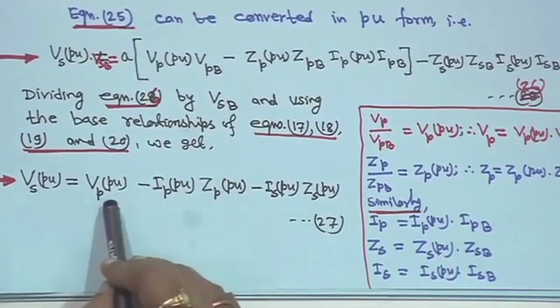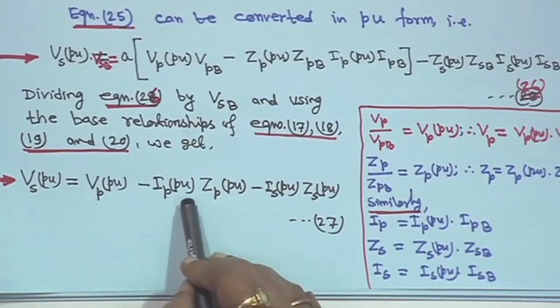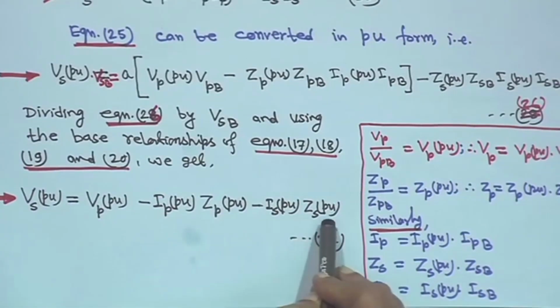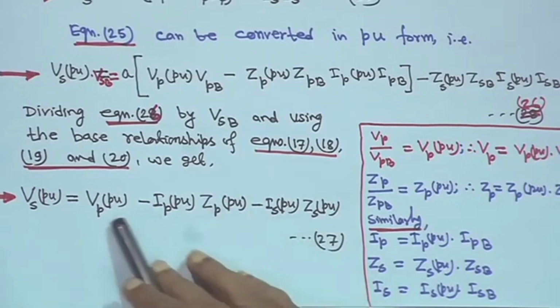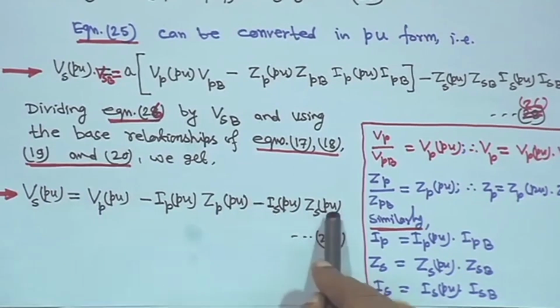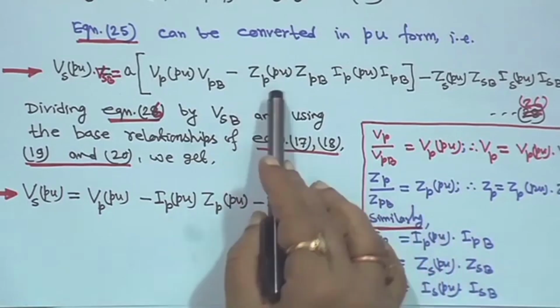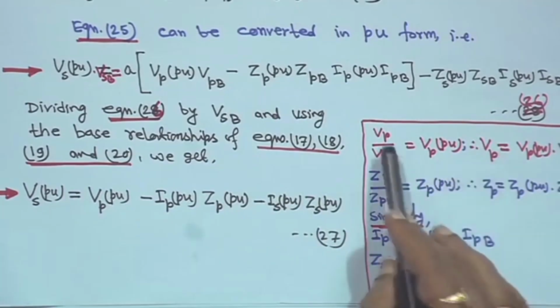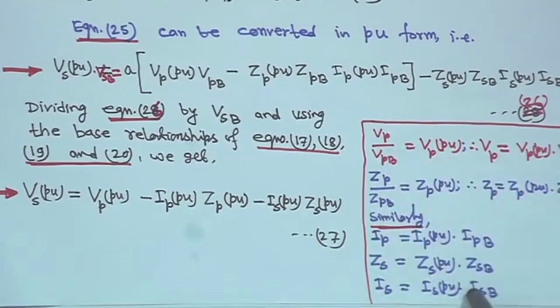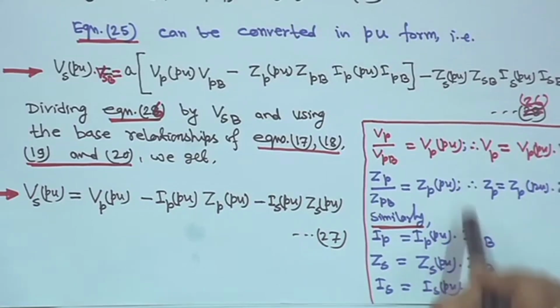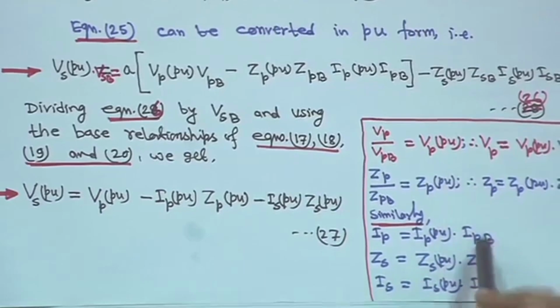So, Vs per unit is equal to Vp per unit minus Ip per unit into Zp per unit minus Is per unit into Zs per unit. In bracket we are writing per unit to indicate that these are all per unit values of voltage, current and impedance, right. This is equation 27. So, to replace all these things, for example, IP is IPPU into IPB, ZS is equal to ZSPU and ZSB and so on. So, the left hand side has been worked out, right.